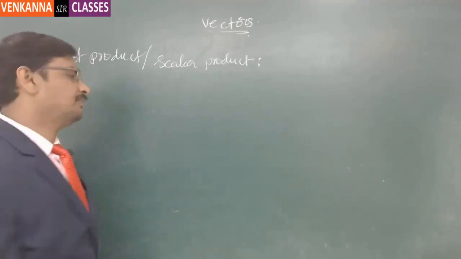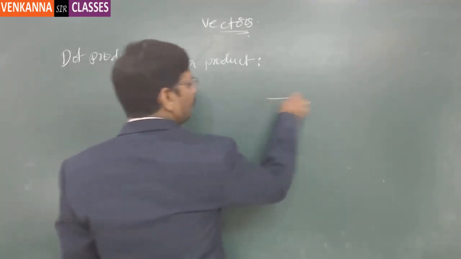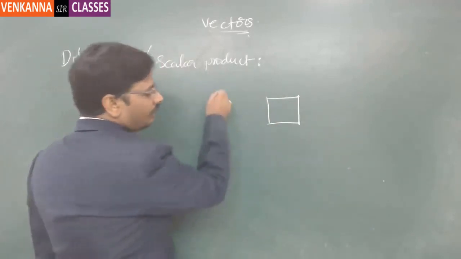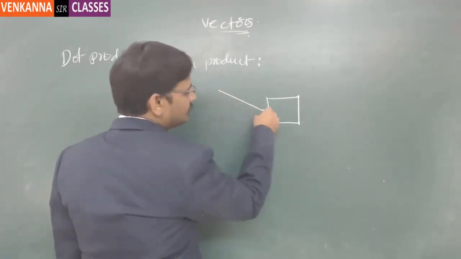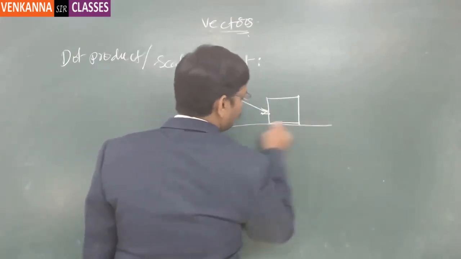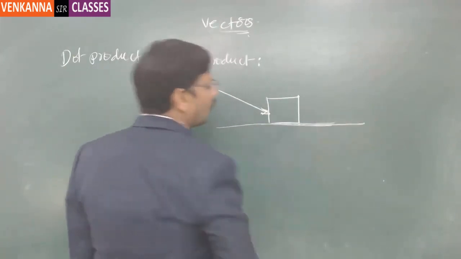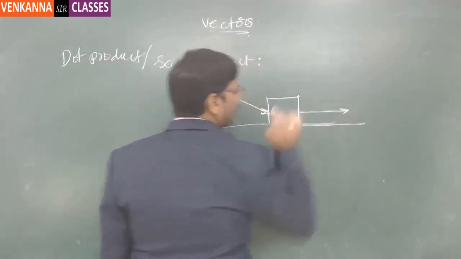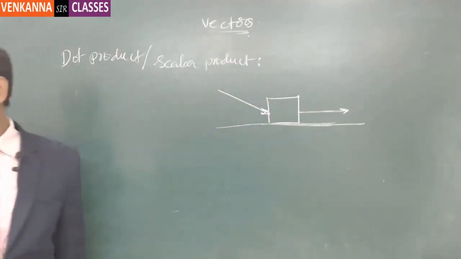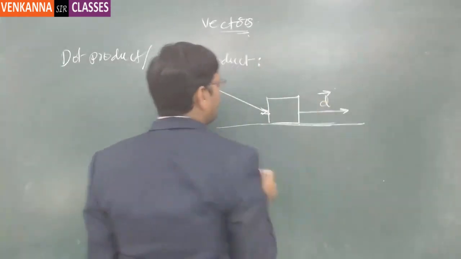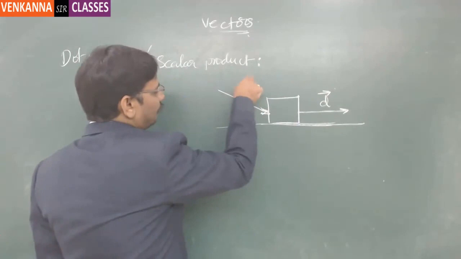Now let me give an example. See this. Suppose I have a block like this. On this block, I have applied a force like this. Let us say this is the ground. On this ground, this body will try to move in this particular direction. Let us say this is the displacement direction, D vector, and this is the force vector.